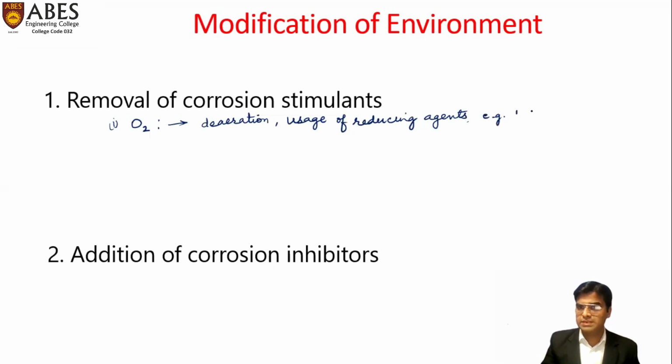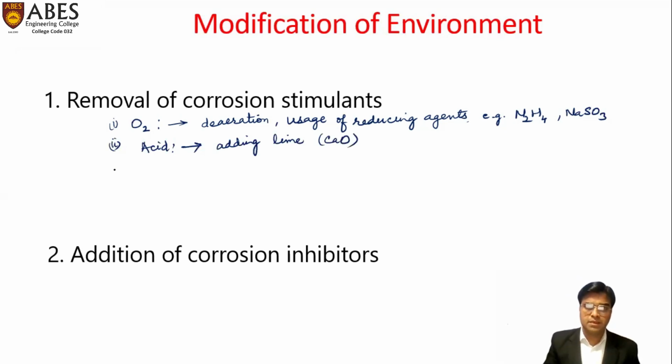We can use hydrogen here, or we can use sodium sulfite also. The second thing which promotes the corrosion process is acid. Acid lowers the pH and it stimulates the corrosion. So pH can be increased by adding lime. It will increase the pH.